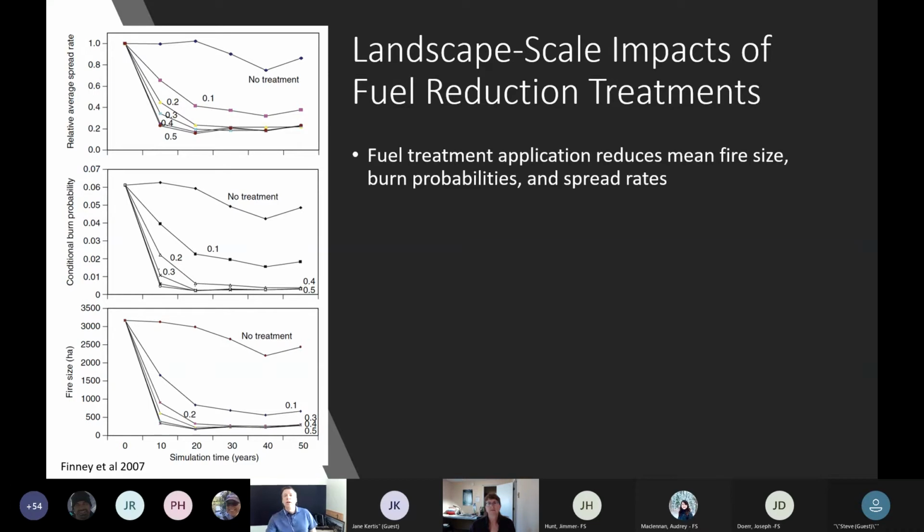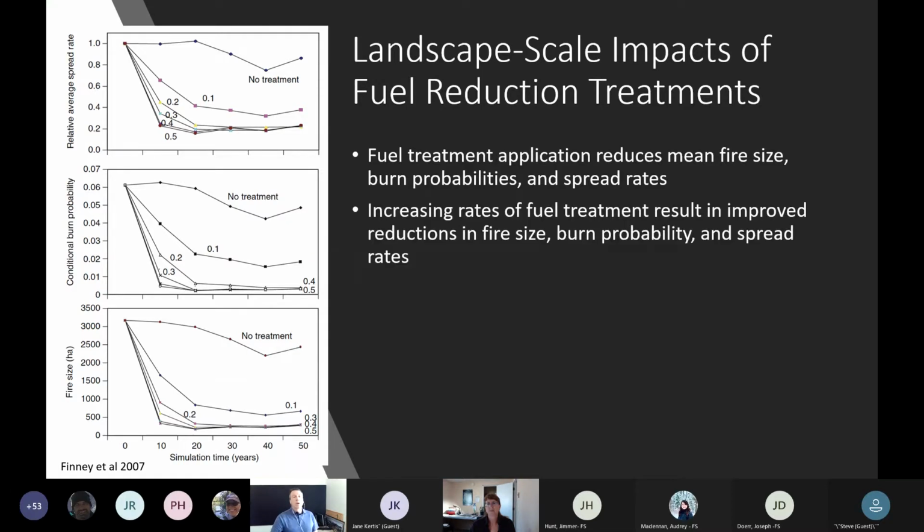So one is that the application of fuel treatments at landscape scales tends to reduce mean fire sizes, so the average extent of fires. It tends to reduce burn probabilities, so the average likelihood that any given place on that landscape is going to experience fire. And it tends to reduce fire spread rates.